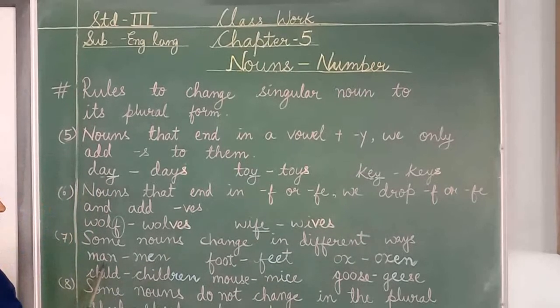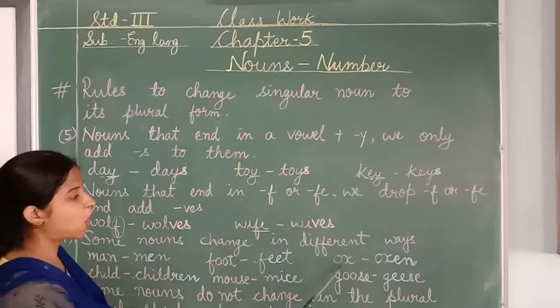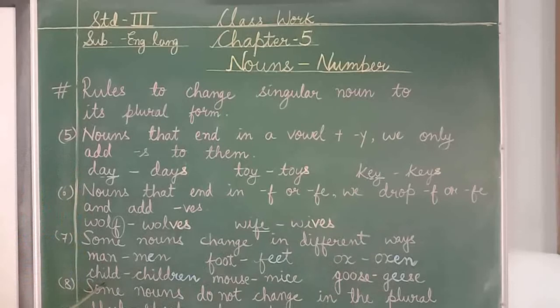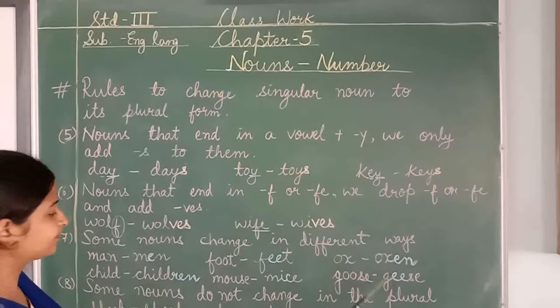Some nouns change in different ways. Example, man. Men. Foot. Feet. Ox. Oxen. Child. Children. Mouse. Mice. Goose. Geese.